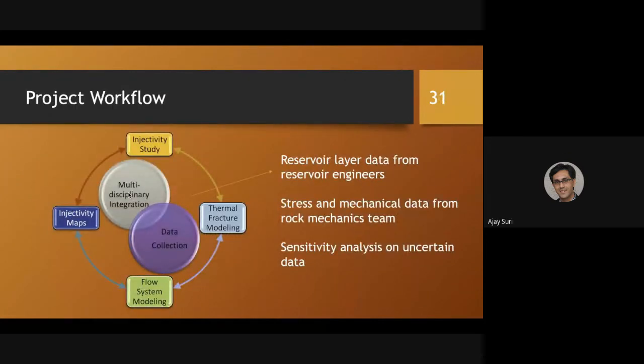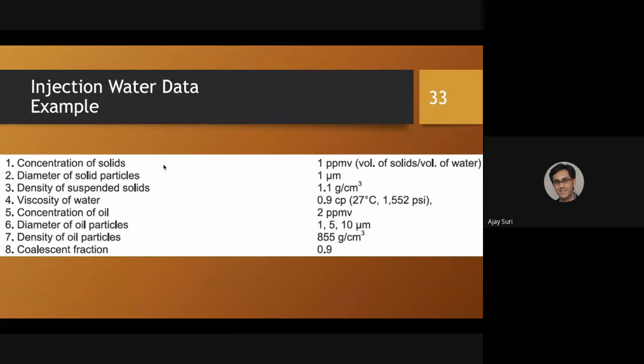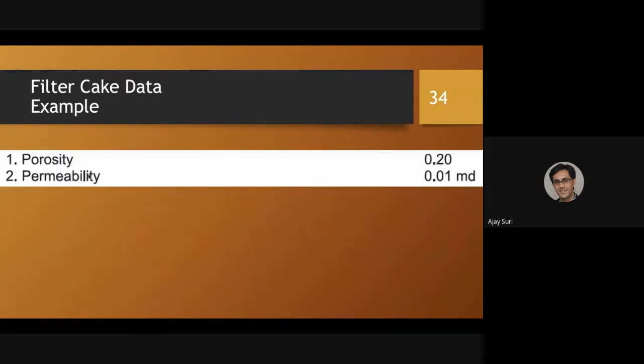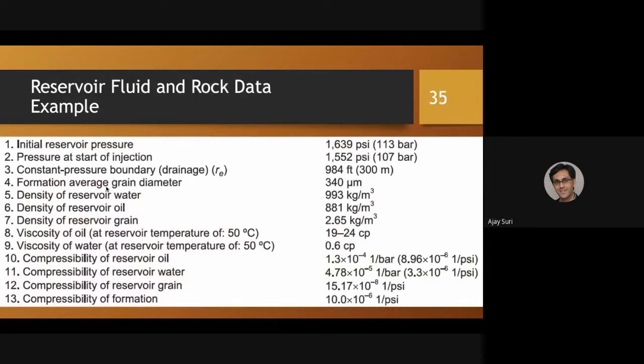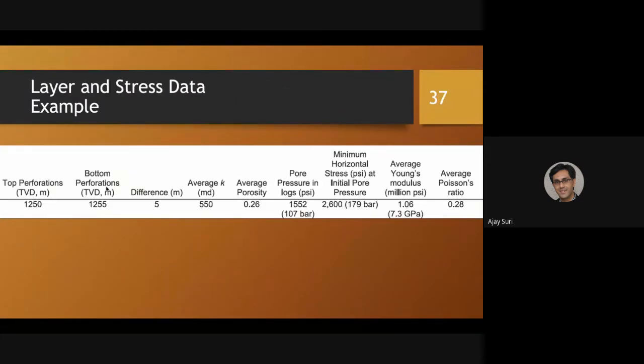A workflow required for this software to be used would be that I would have to collect the layer data from the reservoir engineers, and whatever water injection or production injection data they would require, and the stress and mechanical data from the rock mechanics, and then we can do the study. The data would be, for example, well completions data, and then injection water data that we would require. In case we don't have the concentration or diameter, we would do a sensitivity by varying whatever they expect it to be, and then we have different results. And filter cake data. And then reservoir fluid and rock data, petrophysical data, so all the fluid compressibility, viscosity, density, pressures, and so forth, and relative permeability data, and then layer stress data.